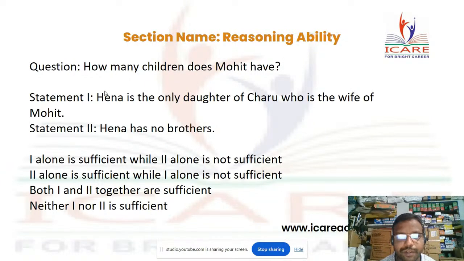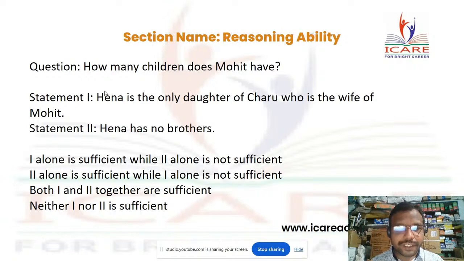Now one more question from data sufficiency. How many children does Mohit have? Followed by two statements. Statement one: Hena is the only daughter of Charu, who is the wife of Mohit. Second statement: Hena has no brothers. Whenever they give the statements, you have to decide which statements alone are sufficient to get the answer.